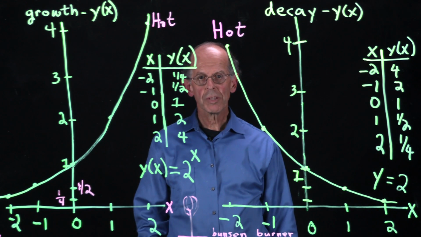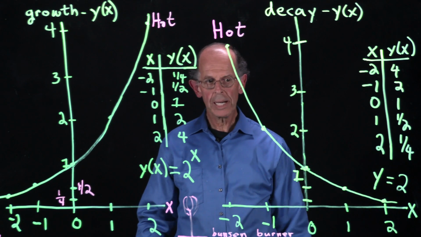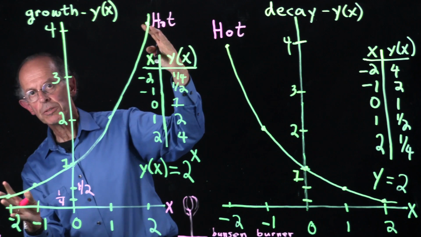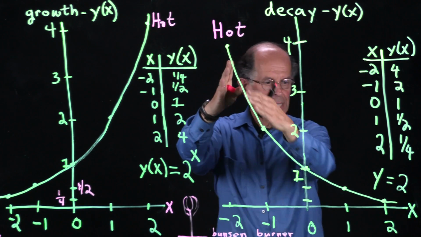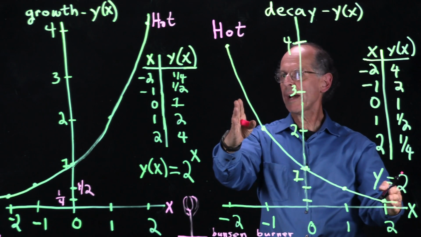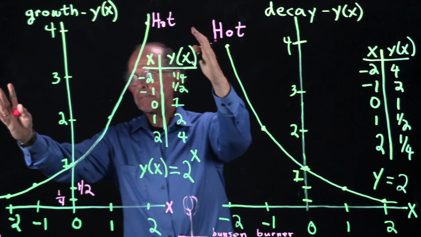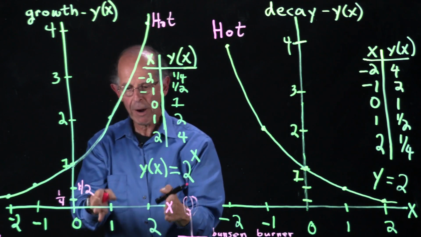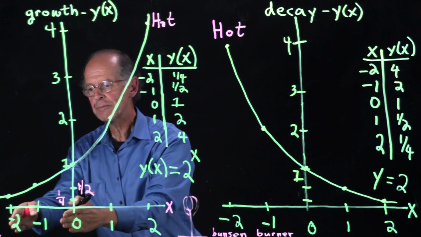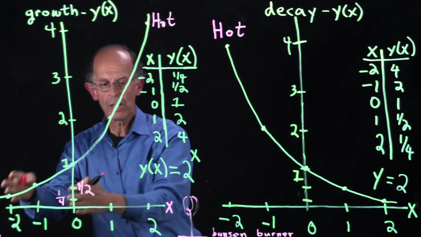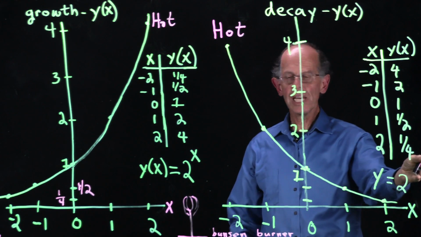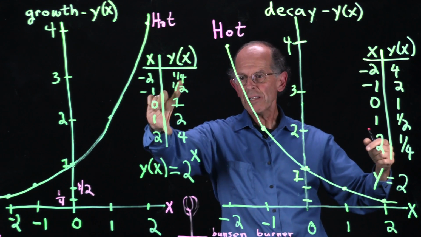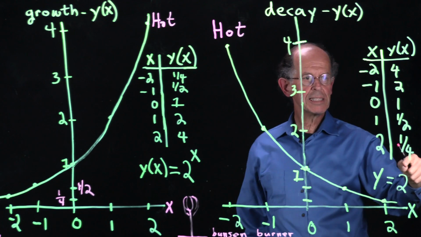What do you notice about these two graphs? Well, if I take this graph and flip it around, of course, I get the mirror image, this graph. When I flip this graph around, positive x goes to negative x, and negative x goes to positive x. And that's exactly what you see in the table. The resultant values are flipped upside down.